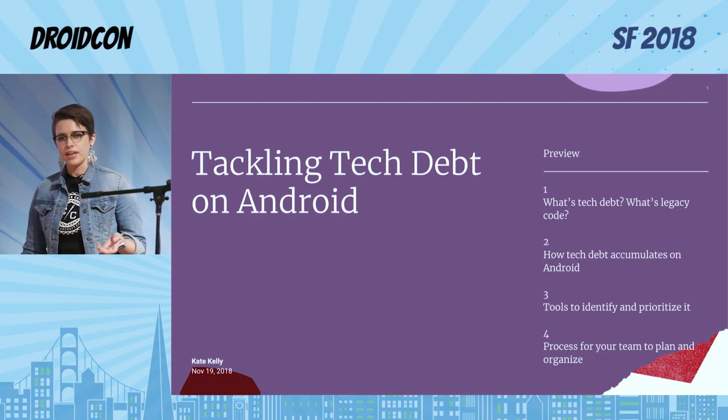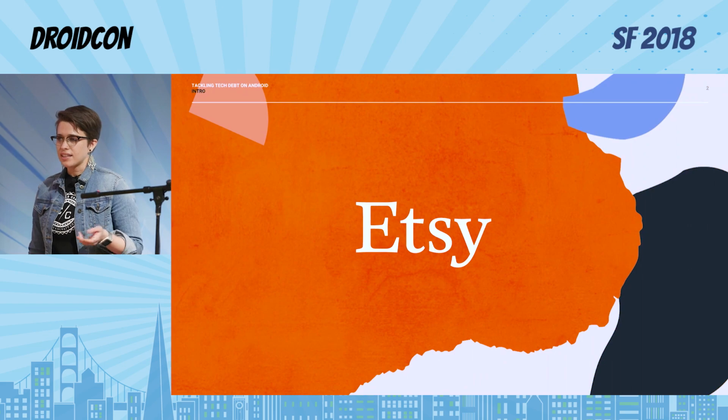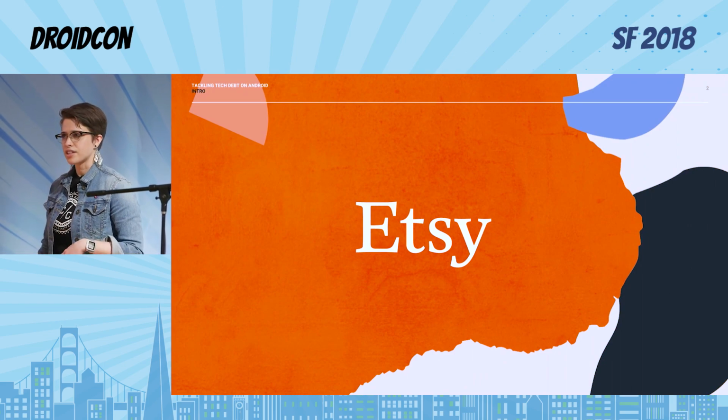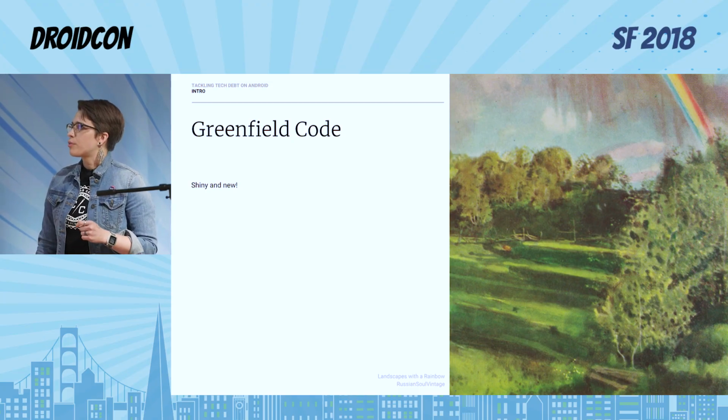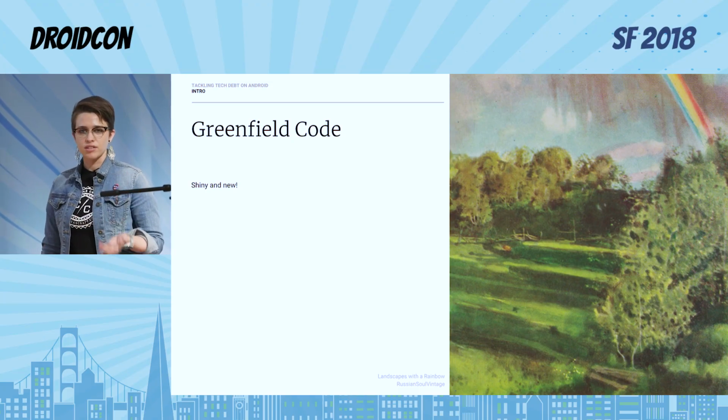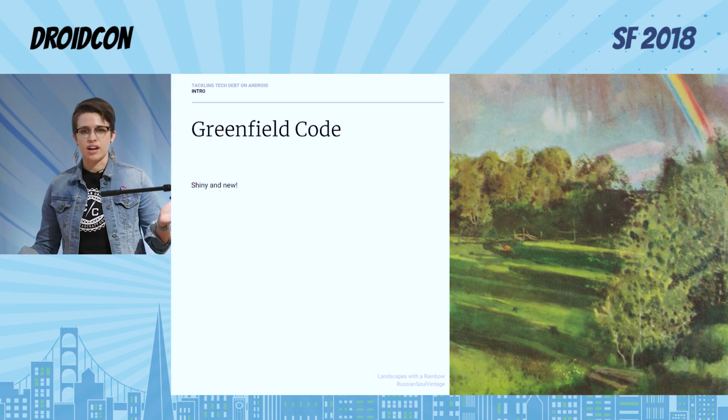So a little bit about me. I'm Kate Kelly. I work at Etsy. The views are my own in this presentation, et cetera, et cetera. And before I worked at Etsy, I worked on a bunch of greenfield code. I was working in consulting. Different clients wanted different stuff. I was writing new code all the time. It was great. It was shiny.